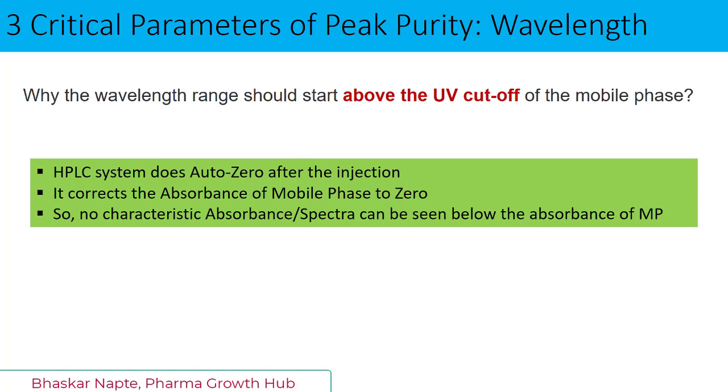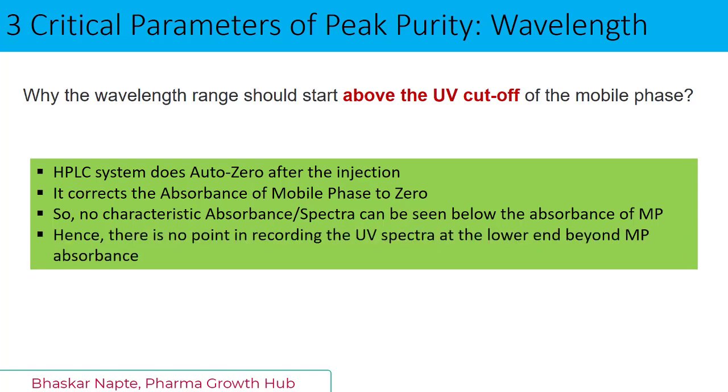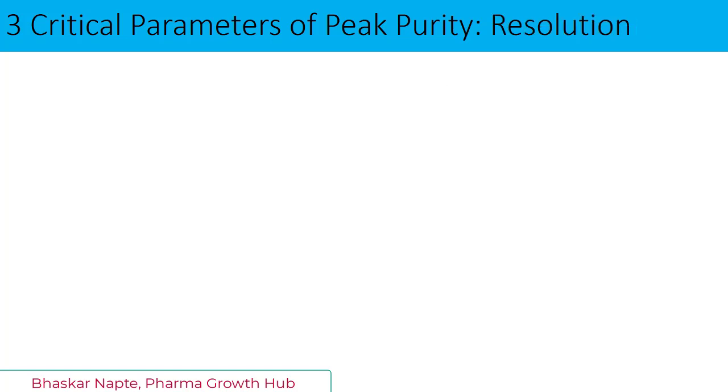So if you make the auto zero at or below the UV cutoff wavelength, your system will not recognize any absorbance or the UV spectra. Hence, there is no point in recording the UV spectra at the lower end beyond the mobile phase absorbance. So we have discussed both ends now, the higher end of the wavelength as well as the lower end of the wavelength. The second important factor is the resolution.